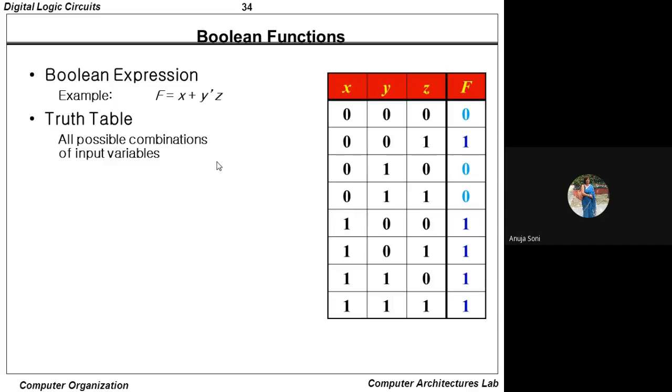You have to draw its truth table, which means you have to identify the number of variables x, y, z. You have to write down its min terms. Three variables are there, so 8 combinations will be there. One by one, you have to keep placing its input values in the function. Eventually, you will derive the value of y, and you will write it down in the truth table.